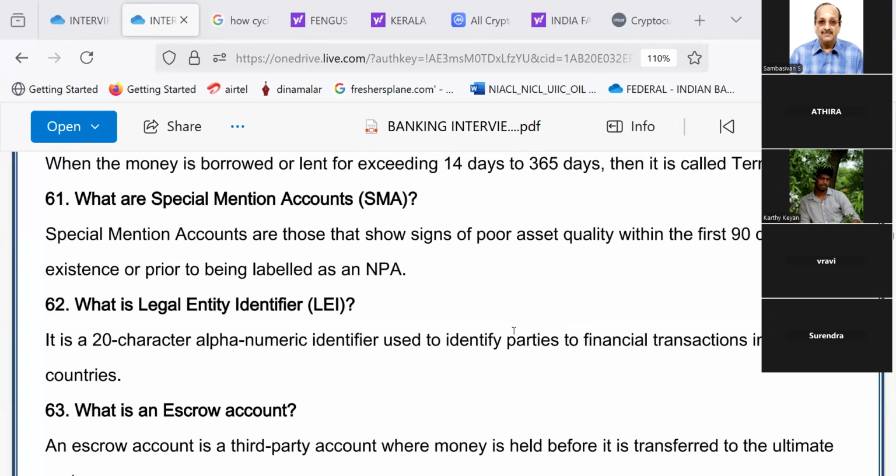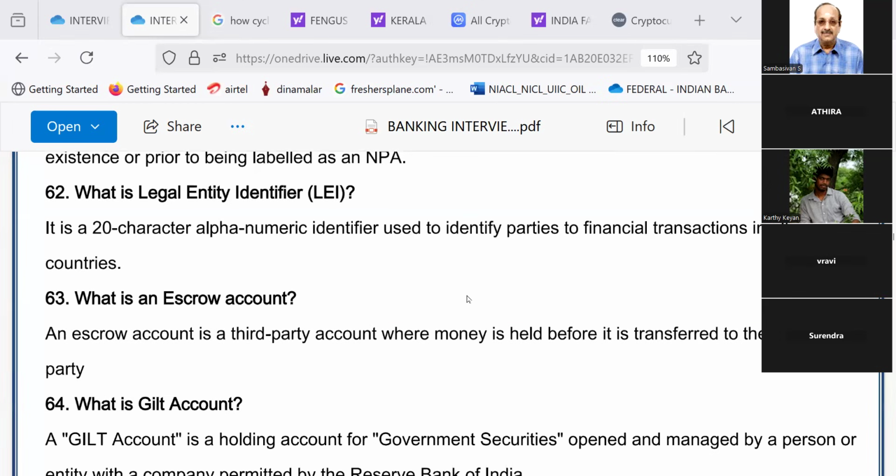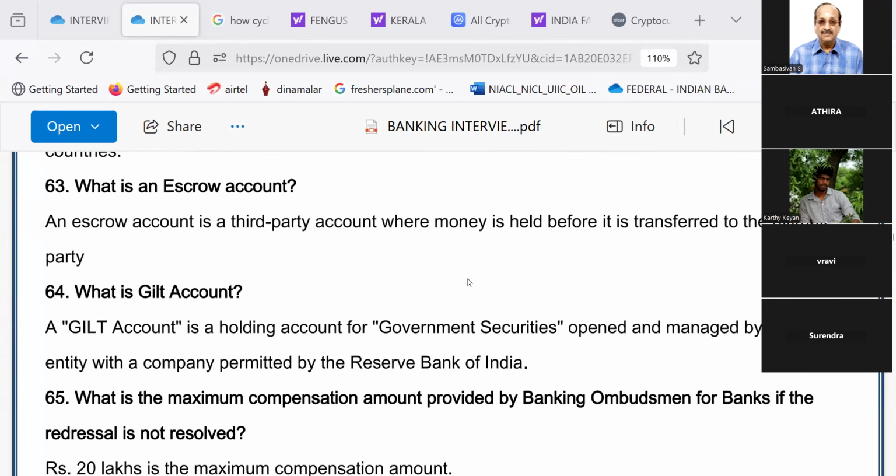Continue. Number 62. Yes, sir. What is legal entity identifier? It is a 20-character alphanumeric identifier used to identify parties to financial transactions in all countries. That is, normally it is given for companies. Continue. 63. What is an escrow account? An escrow account is a third-party account where money is held before it is transferred to the ultimate party.